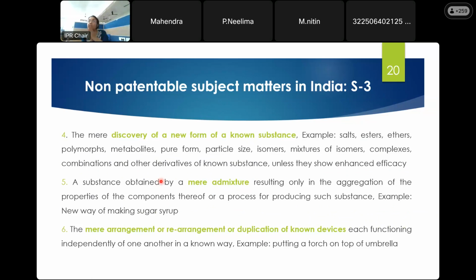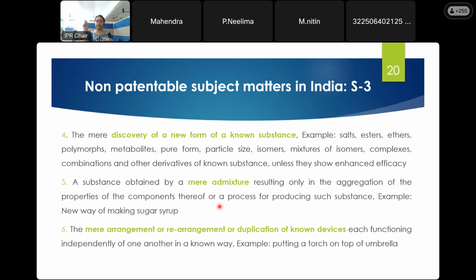For example, you know one substance, you make one isomer of that, you have L of that, you get a D of that. Okay, you guys are not from chemistry, right? But you might be able to understand it. L or D form anyway. So if you find any different pure form or metabolite or polymorph or salt or ester for that, those things are also not patentable.